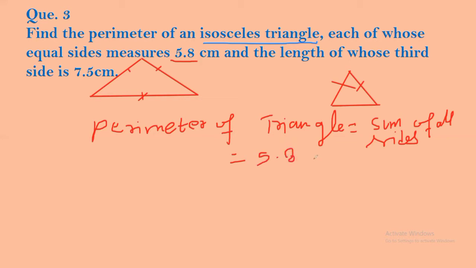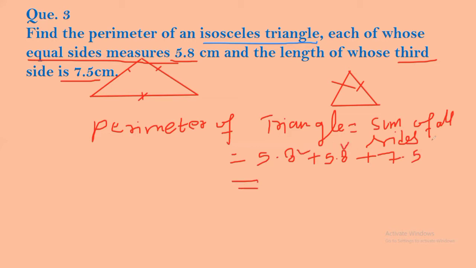5.8, and the second is also 5.8 because this is an isosceles triangle and 5.8 are the equal sides given here. The length of the third side is what? 7.5 centimeter. This is the third side. So now you need to add this one, 7.5. Got it? Now you need to find the sum of these three sides.